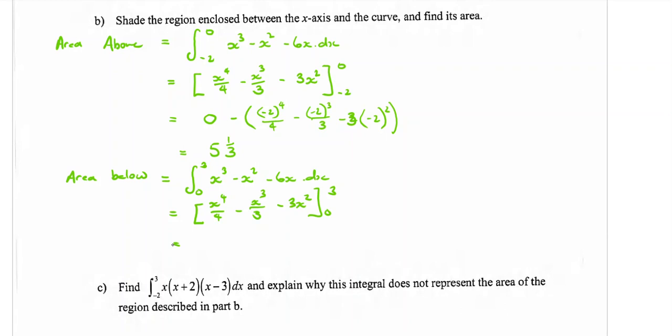So you sub your 0 in, sub your 3 in. 3 to the power of 4 over 4 minus 3 to the power of 3 over 3 minus 3 times 3 squared. And it would be minus 0, because all the other ones will be zeros. Anyone zoom ahead of me and get that already? Not yet?